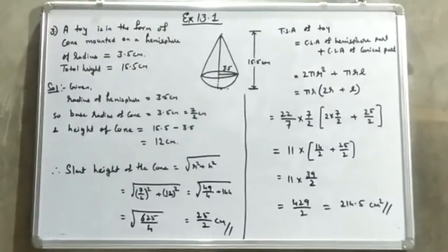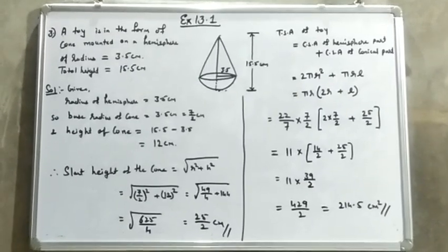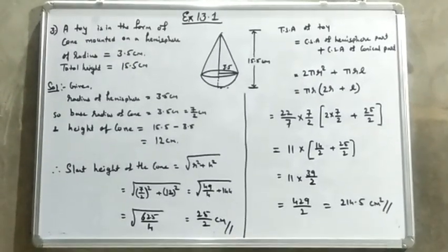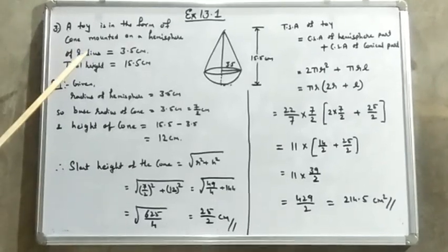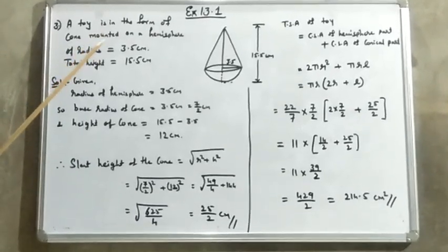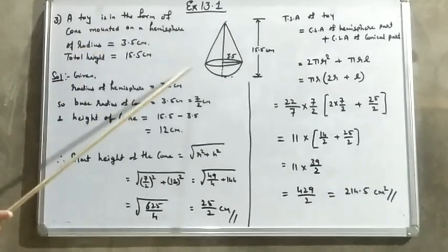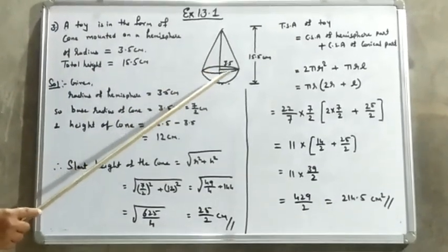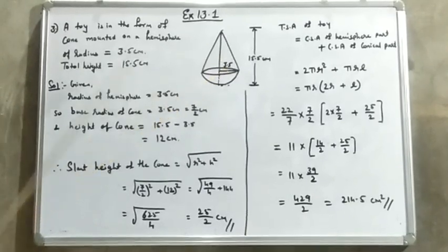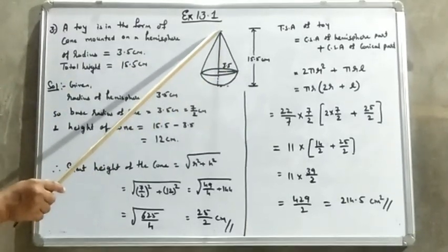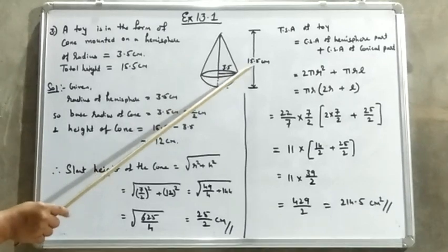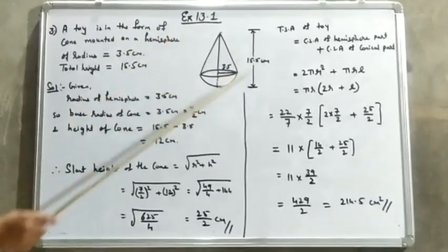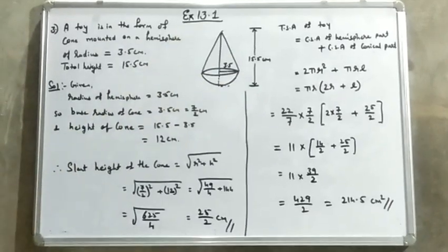Mounted in the sense that there are many types of toys you have seen where they fit into each other exactly. So they can fit into each other exactly when the radii are the same. So here a cone is mounted on a hemisphere having radius 3.5 centimeter. The total height of the toy from here to here is 15.5 centimeter. We have to find the total surface area of the given toy.